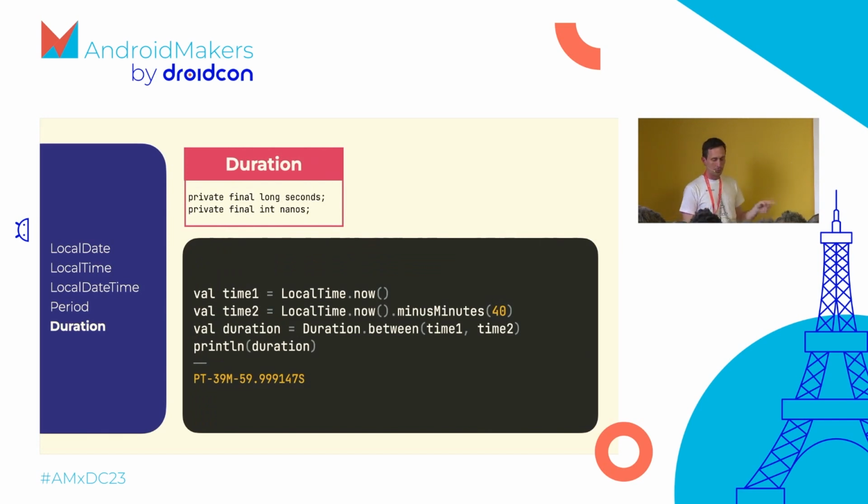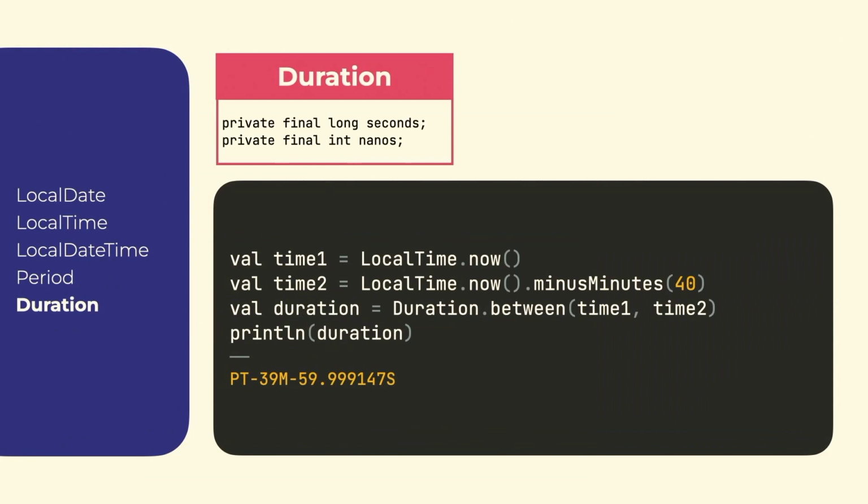Same as before, but for Duration. So it's basically the same thing, but with LocalTime. And you can do some operations like minusMinutes here. Fun fact here, as you can see, I removed minusMinutes 40, but as you can see, I have LocalTime.now twice, which is not the same now in nanoseconds. So that's why it's not PT40M.